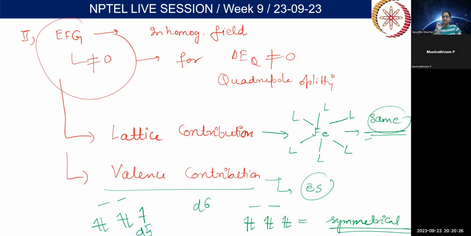Clear, ma'am. So for an electric field gradient to be there, for quadrupole splitting to happen, we need a lattice contribution and a valence contribution. Even if only one of these two parameters is there, we would see splitting. If both parameters are there, then the splitting would be very strong. If one parameter is there, the splitting would be weak. And if both parameters are not there, then there is no splitting.